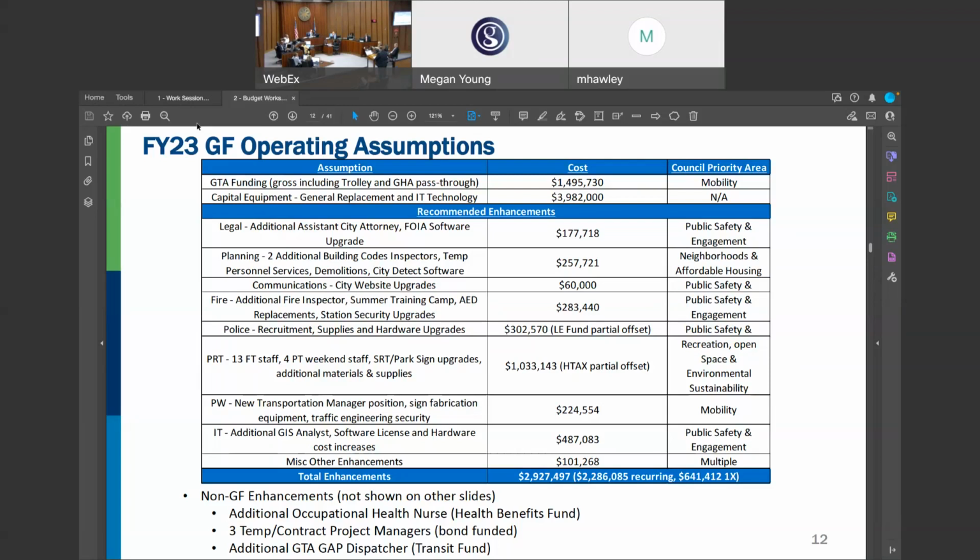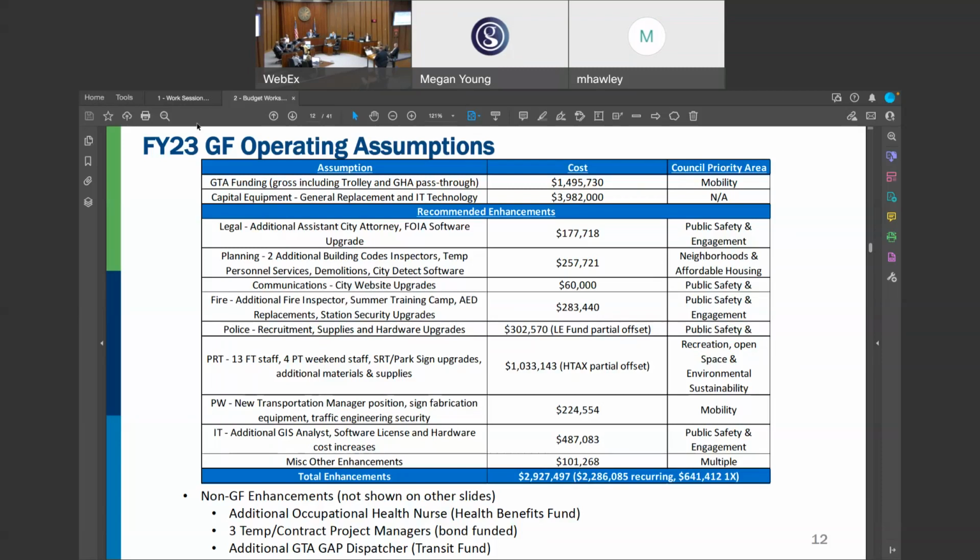Under the fire department, their budget request includes an additional fire inspector position, funding for the summer training camp, AED replacements, and upgrades to station security. Under police department, they're proposed to receive additional funding for recruitment efforts, supplies, and hardware upgrades. And those costs will be partially offset by our law enforcement fund. And so not all of these expenses will be in the general fund.